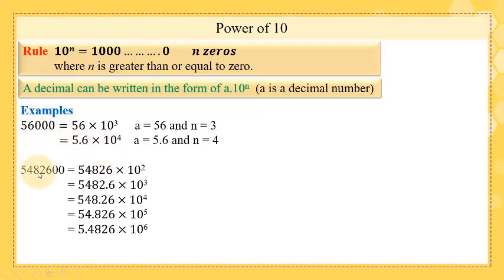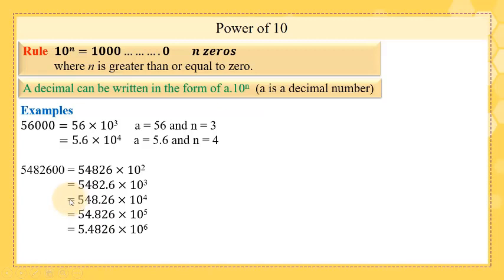Another example, the following number can be written in the form of a times 10 exponent n in many ways. So if we start with this number, we must multiply by 10 exponent 2. But here the point is after 6. So if we multiply by 10 exponent 2, the point will be moved 2 times to the right to get this number. If we start with 5482.6, we need to multiply by 10 exponent 3, so that the point will be moved 3 times to the right to get this number.